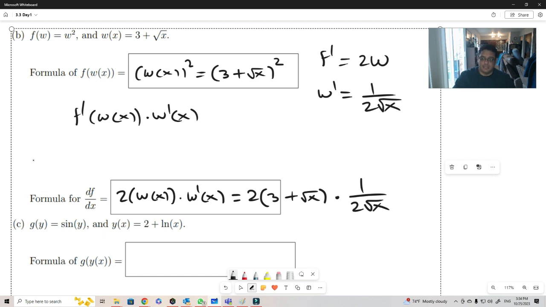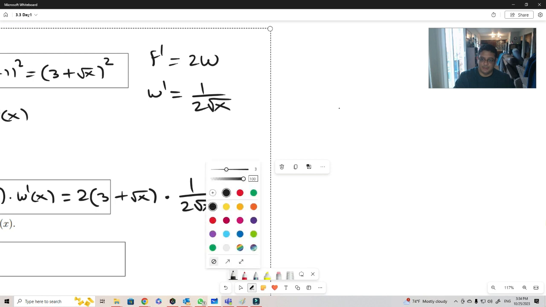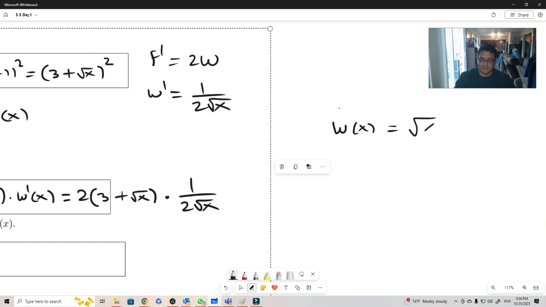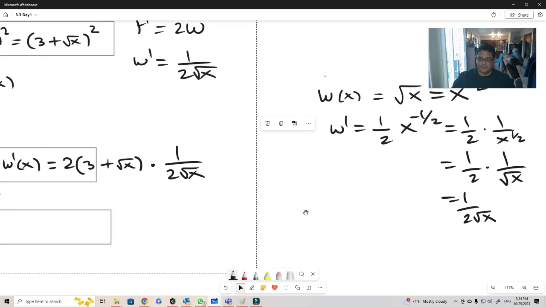It's worth mentioning again, how did you get the derivative of square root of x? Notice that you have that w of x is the square root of x. That can be seen as x to the 1/2. And so w prime is just 1/2 x to the minus 1/2, once you subtract 1 from this. And so this is 1/2 times 1 over x to the 1/2. And this is 1 over 2, 1 over square root of x again. And so this is 1 over 2 square root of x. Right? So that's the origin of that particular formula.